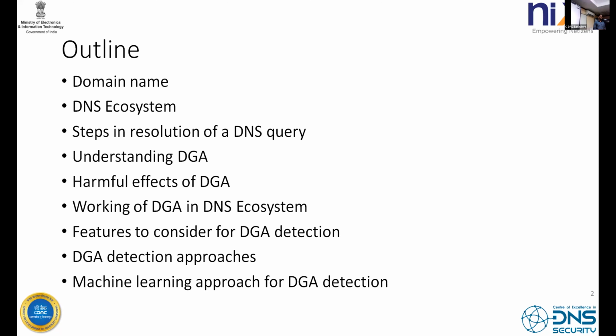And then we'll have a look at understanding the DNS ecosystem, and how a DNS query gets resolved. And then we'll understand domain generation algorithms, DGA. And then we'll understand the harmful effects of DGA: what are the harmful things associated with DGA? And then we'll try to understand the working of a DGA in the DNS ecosystem.